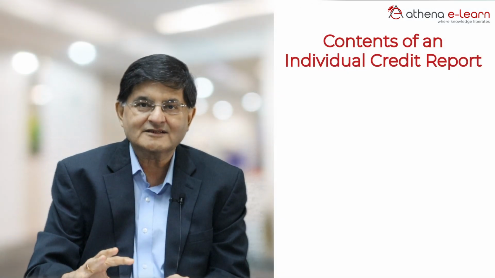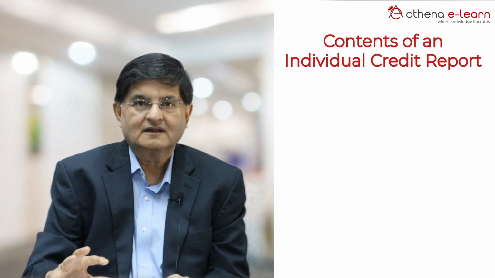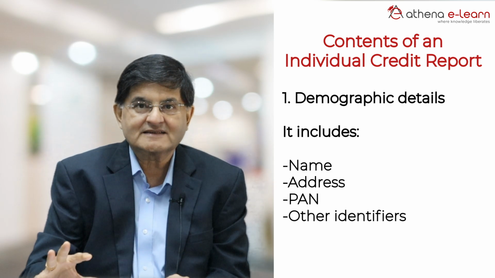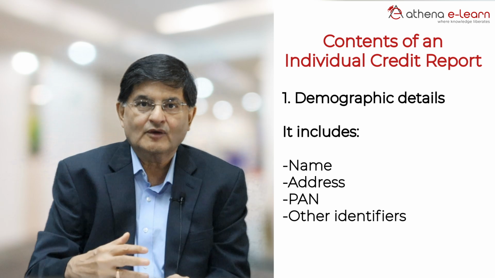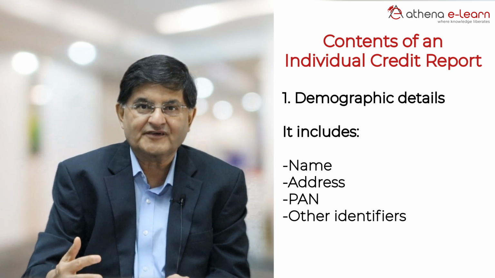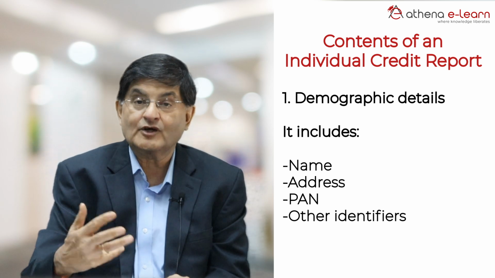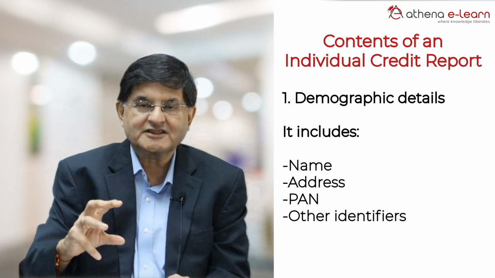So let's take a look at what are the broad contents or categories in an individual consumer report. The three categories are: 1, demographic details about the person or persons, right? For example, you will have your personal name, your address, your PAN card and other identifiers and some other information, your address for example, and we will talk about each of these sections in the next piece that follows after this.